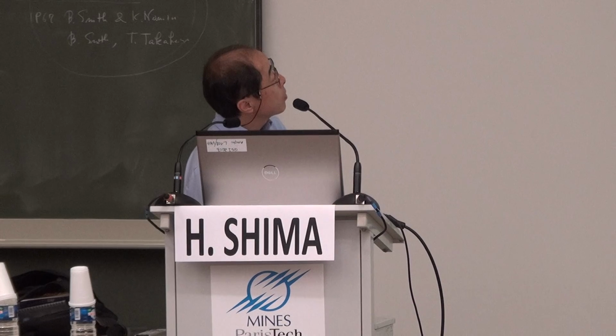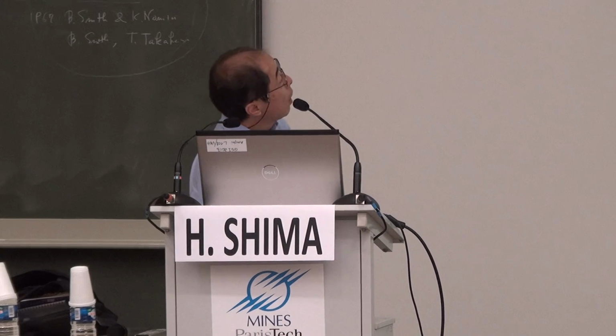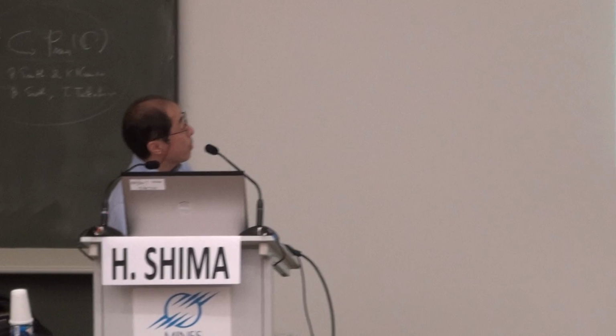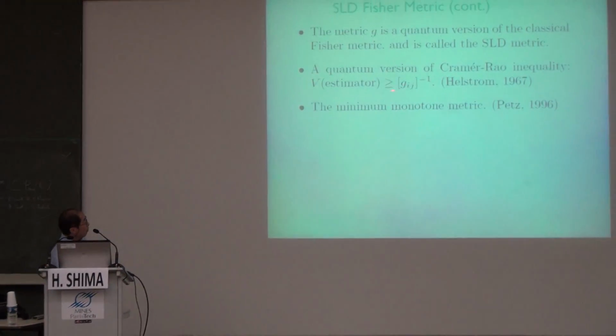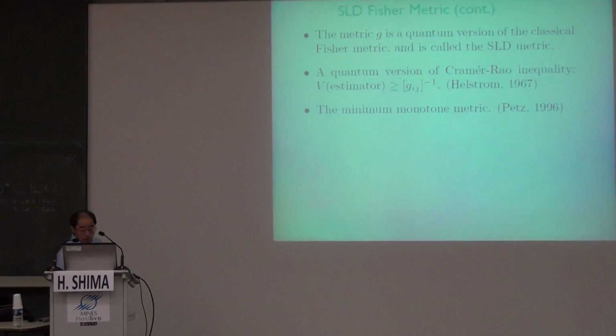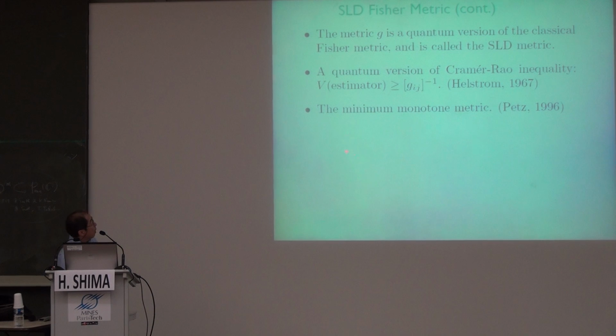So this metric was first introduced in the quantum estimation theory. The metric G can be regarded as a quantum version of the Fisher information metric, and is called the SLD metric. The quantum version of the Cramér-Rao inequality states that the variance-covariance matrix of an estimator is larger than or equal to the inverse of this metric matrix. That was established by Helstrom. And also, Petz showed that the SLD metric is the minimum among all monotone metrics, but we'll skip this.